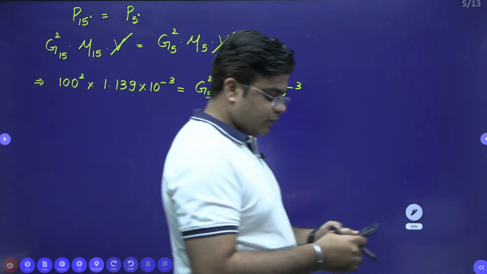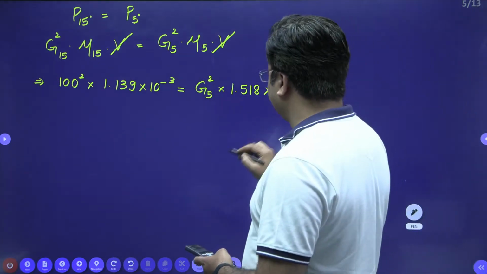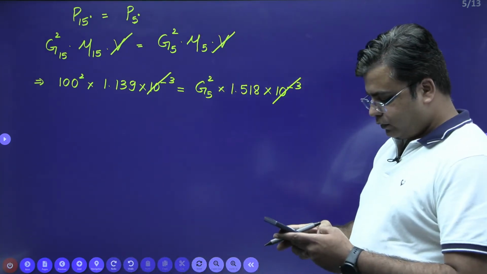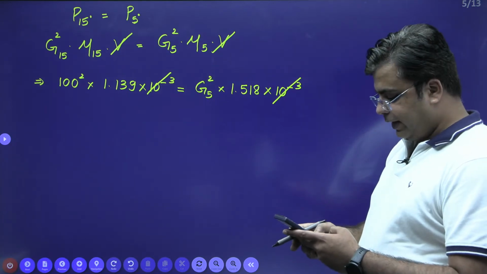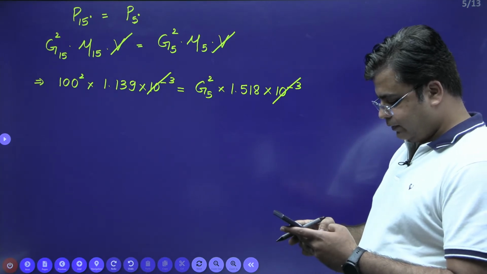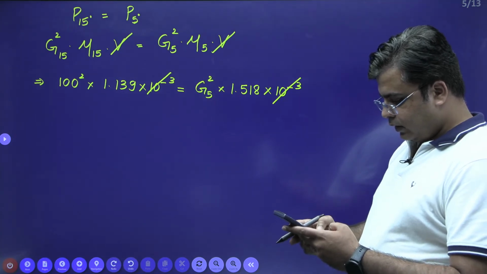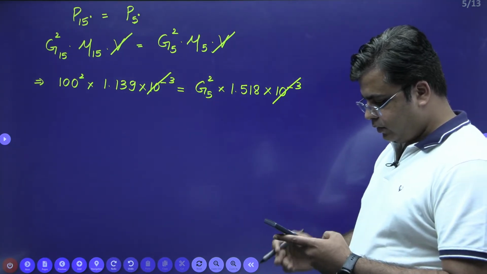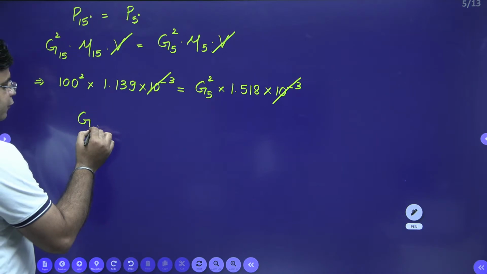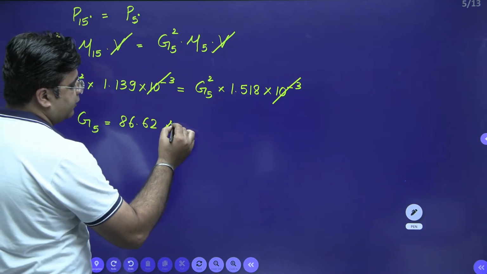Even I am solving it with you today, right? So we will start with this. So this 10 raised power minus 3 and 10 raised power minus 3 will going to cancel out from either side. You have 1.139 divided by 1.518. You take under root of this and you multiply it with 100. So this comes out to be 86.62. G at 5 degrees Celsius comes out to be 86.62 per second.